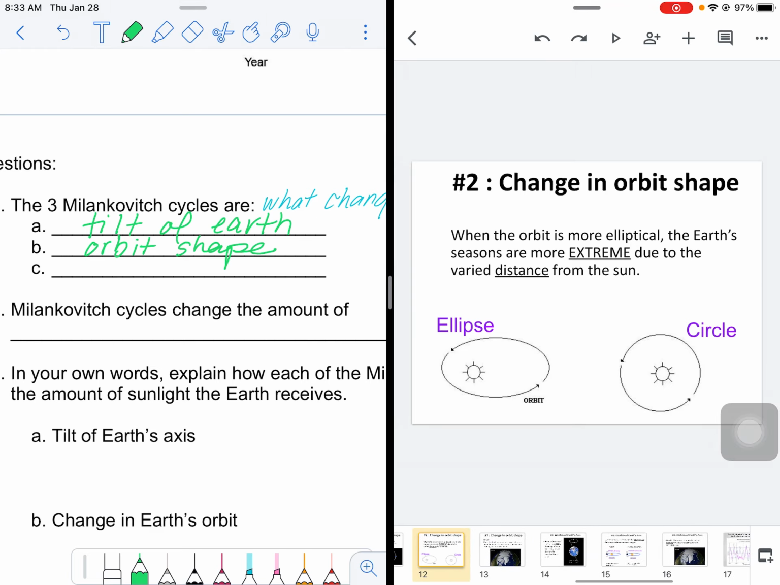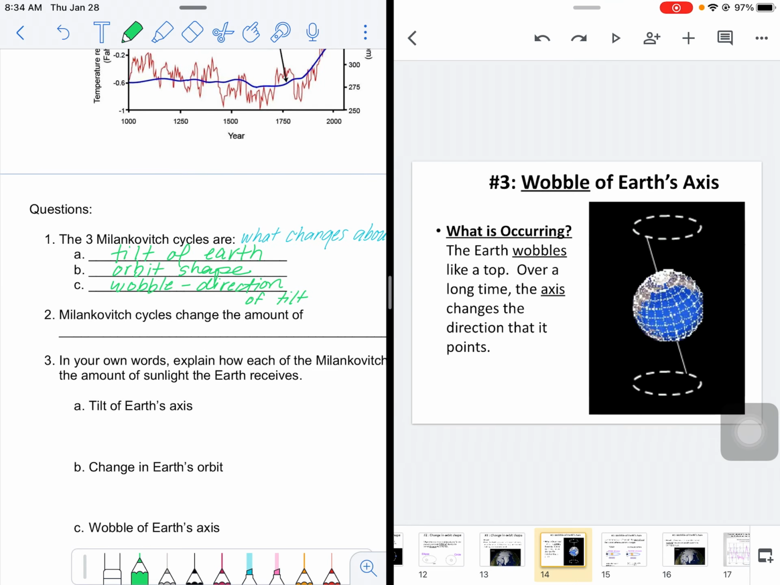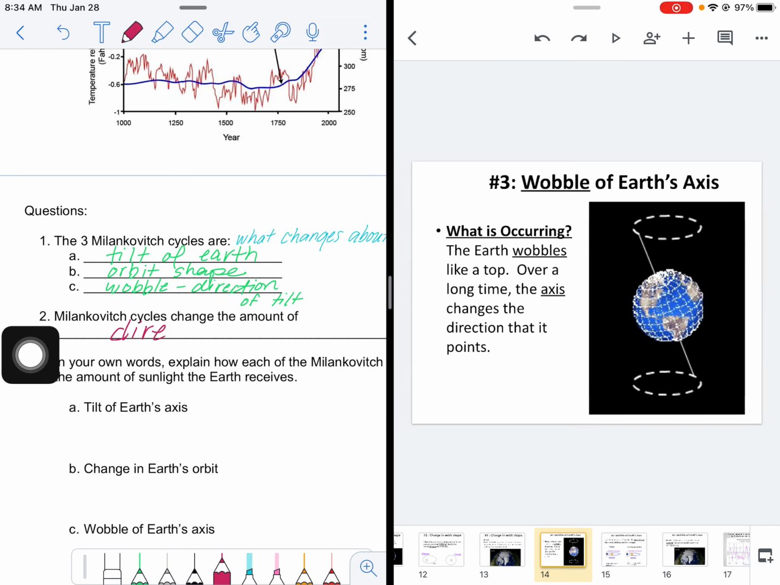And the final one here, kind of the trickiest one, this one is called the wobble. And what that's changing is the direction of tilt. So in different seasons, or different times of the year, we saw the Earth tilt towards or away. And so what each one of these is changing is the amount of direct sunlight, right? Either more sunlight or less sunlight, therefore having an impact on the amount of ice that stays or the amount of ice that melts.